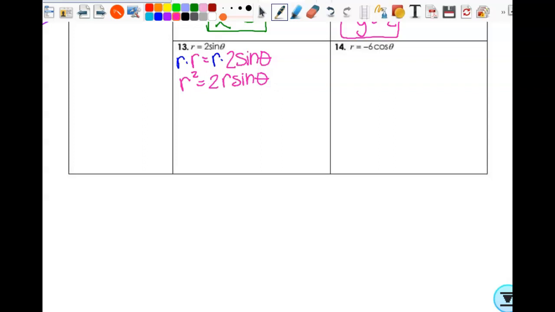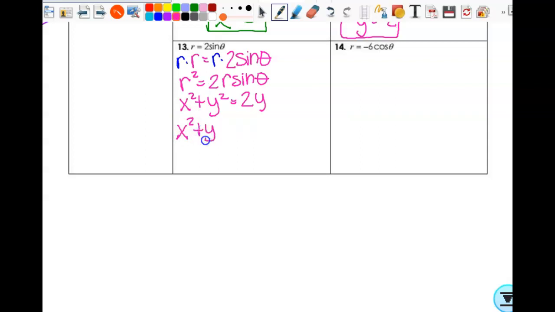So now I can replace some things, right? What is r squared? X squared plus y squared equals 2 times what? r sine theta is y. This is why we needed to complete the square. And that's what we're about to do, because we're going to move this over and we need to make it look like a circle. So x squared is fine. There's no other x's. X squared is just going to stay x squared.